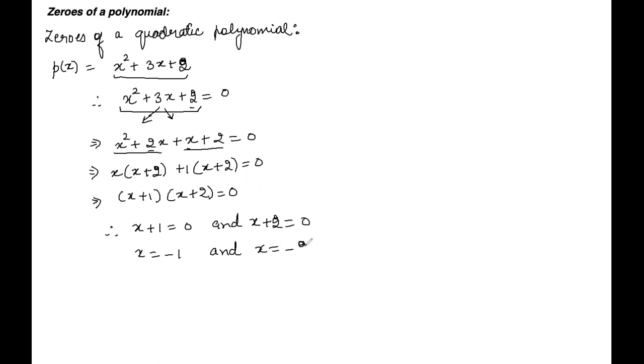Now here we have two values. That is, if we substitute x is equal to minus 1 in this expression, then we'll get the value 0, and if we substitute x is equal to minus 2, then also we will get the value equal to 0. So this is the way of finding zeros of a quadratic polynomial. Now next we will look again at the geometrical representation of zeros of a quadratic polynomial.